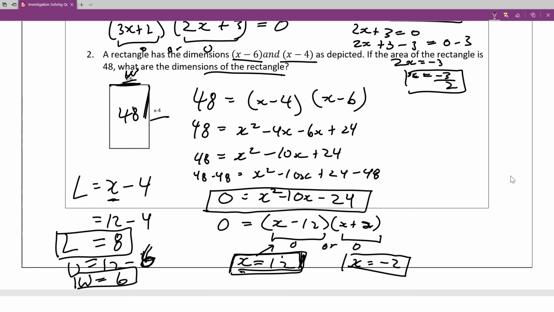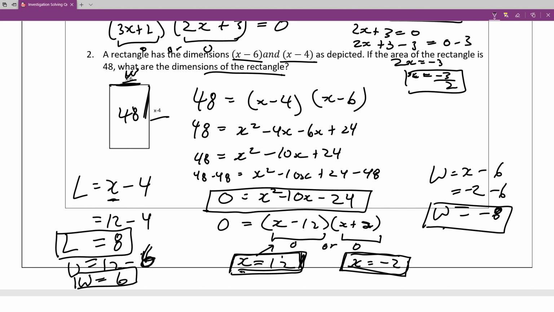And then you must be wondering, well, how about for -2? Well, let's try it out. So the width is x minus 6, which is -2 minus 6, which is -8. Okay, so we have a problem here. You have a width that's a -8 length. That makes no sense. So that's why we ignore this, and we just go with this, which means the only dimension that works is 8 by 6. And that's it.